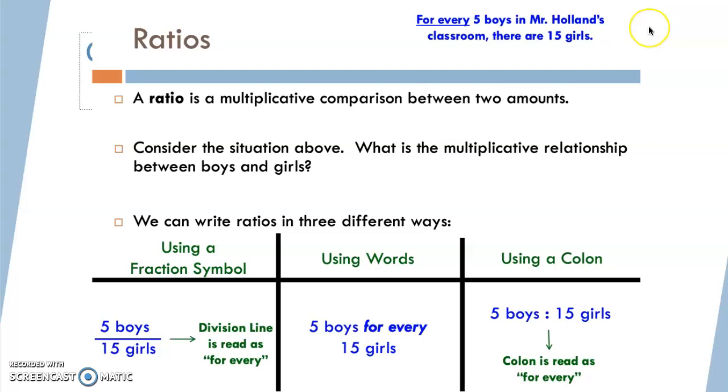So let's read the story problem together. For every 5 boys in Mr. Holland's classroom, there are 15 girls. A ratio, again, is a multiplicative comparison between two amounts.